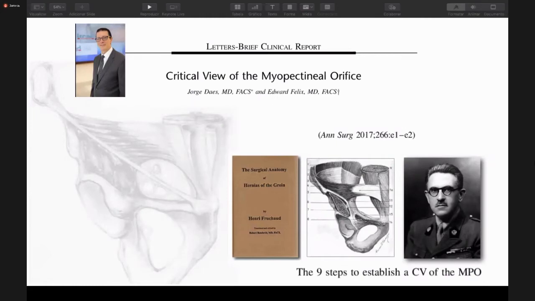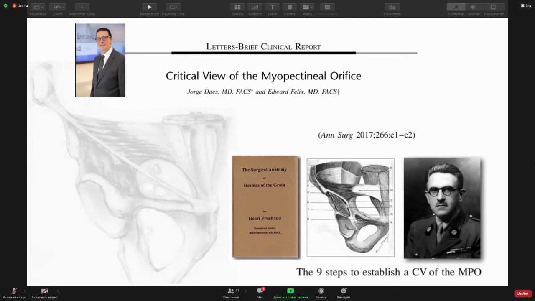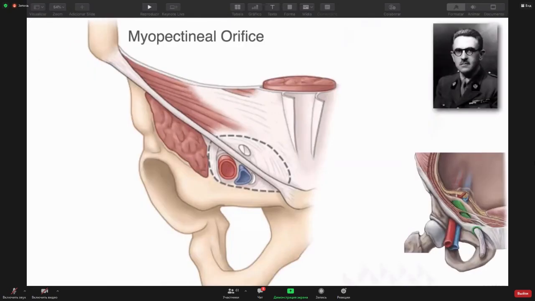This is another article from Jorge Dias from Colombia. It's very interesting because he studied the critical view of the myopectineal orifice of Fruchaud. And every time we study something about inguinal anatomy, no one talks about Fruchaud. And I think the myopectineal orifice is the most important for us to understand the anatomy of the surgery, the anatomy of the mesh, the anatomy of the space, everything. You will understand what I want to talk about.